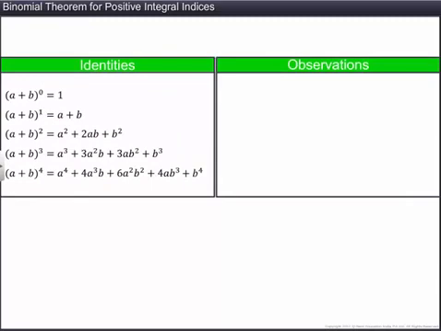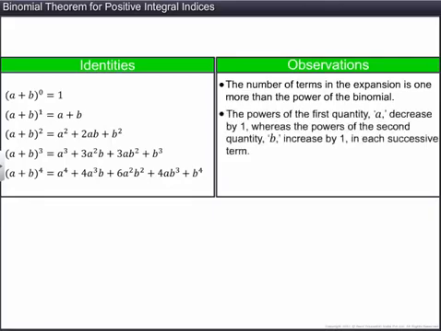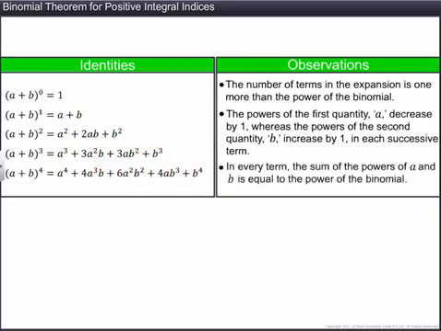We draw some conclusions from our observations. Firstly, the number of terms in an expansion is 1 more than the power of the binomial. The powers of the first quantity, a, decrease by 1, whereas the powers of the second quantity, b, increase by 1 in each successive term. In every term, the sum of the powers of a and b is equal to the power of the binomial.